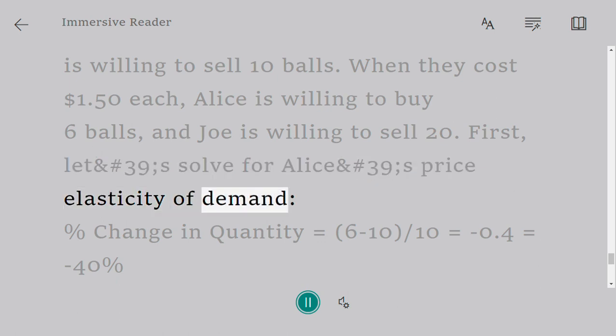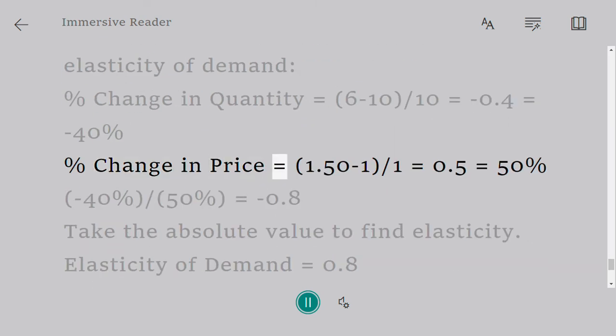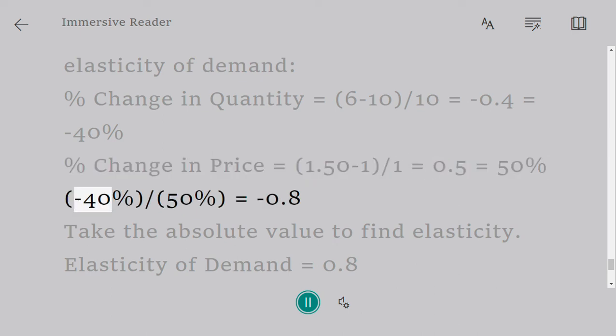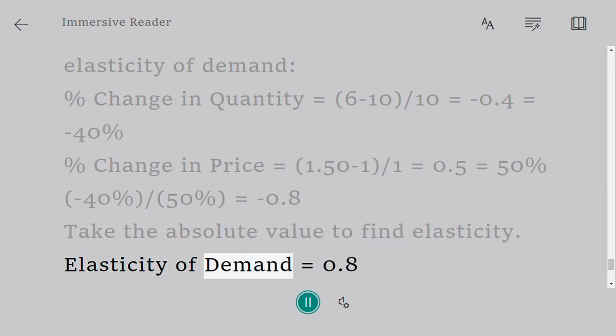Percent change in quantity equals (6 - 10) / 10 equals -0.4 equals -40%. Percent change in price equals (1.50 - 1) / 1 equals 0.5 equals 50%. -40% / 50% equals -0.8. Take the absolute value to find elasticity. Elasticity of demand equals 0.8.